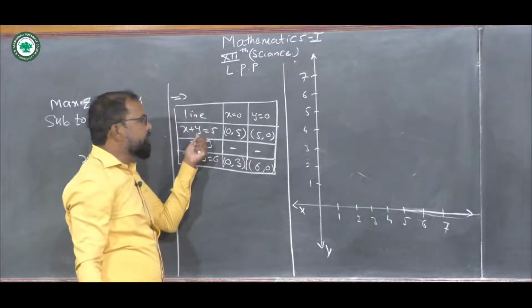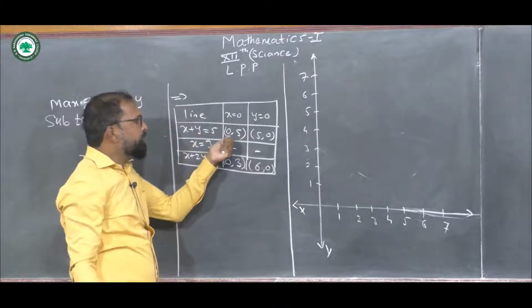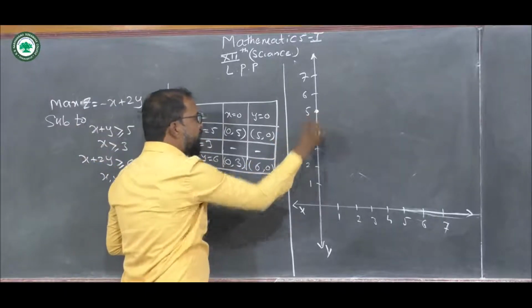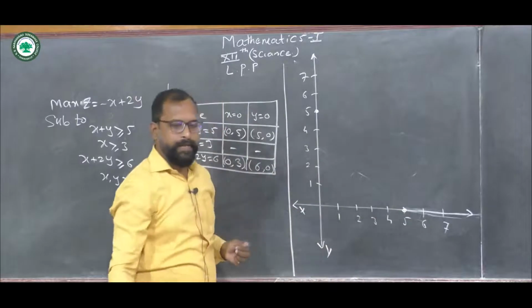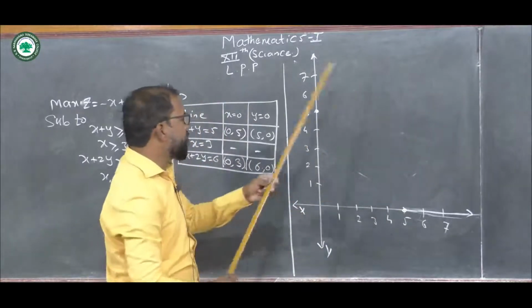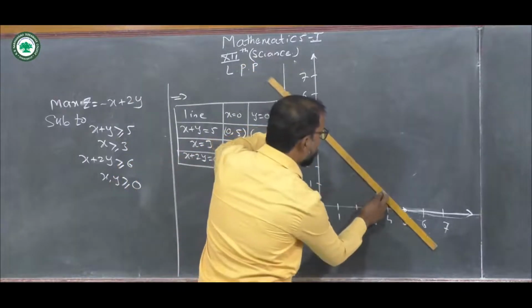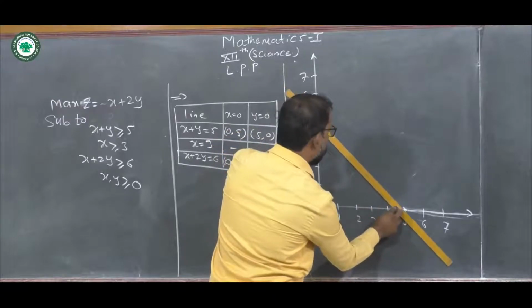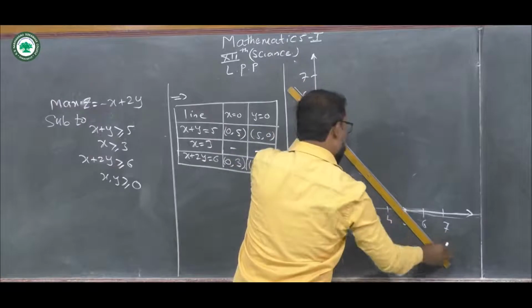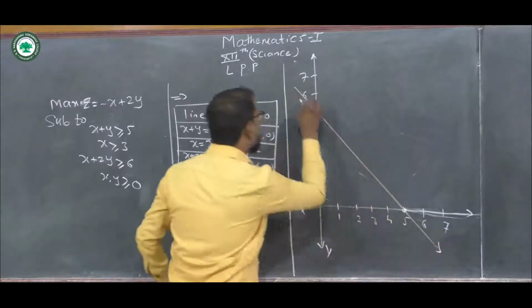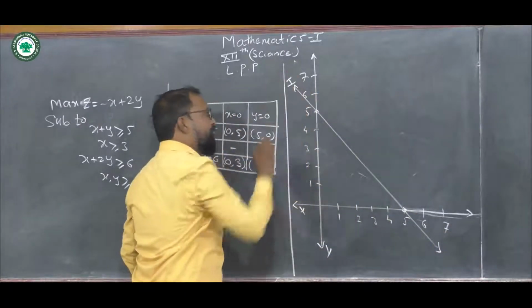Now for the first line, the points are 0, 5, this point, and the next point is 5, 0. This is the second point. Now joining these 2 points, we get the first line. This is the first line.